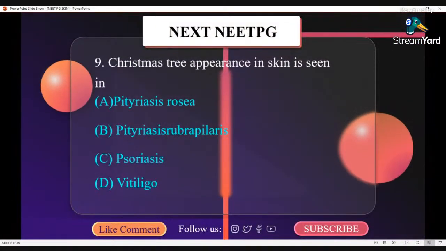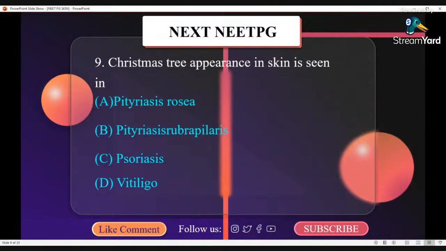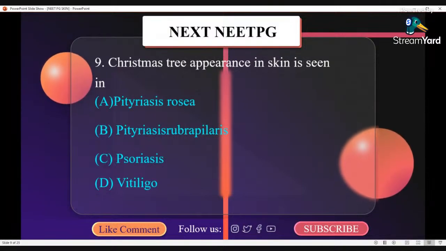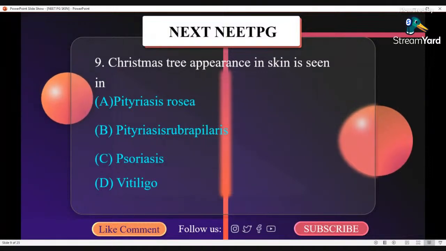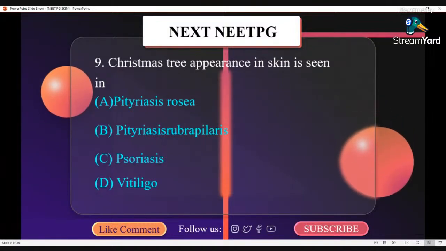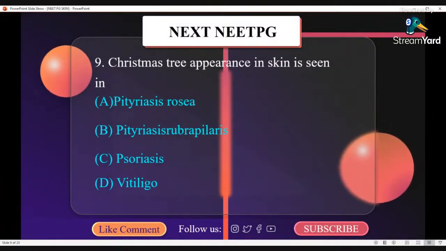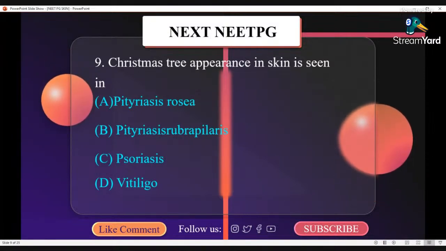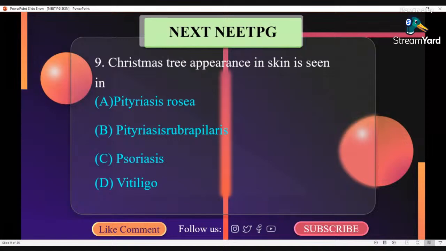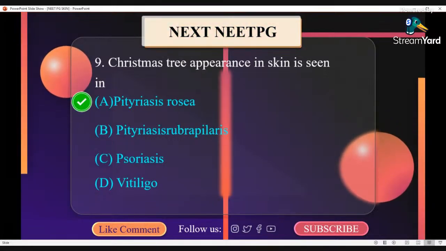Christmas tree appearance in skin is seen in A. Pityriasis rosea, B. Pityriasis rubra pilaris, C. Psoriasis, D. Vitiligo. As we know, it is Pityriasis rosea. So the correct option here is A, Pityriasis rosea.